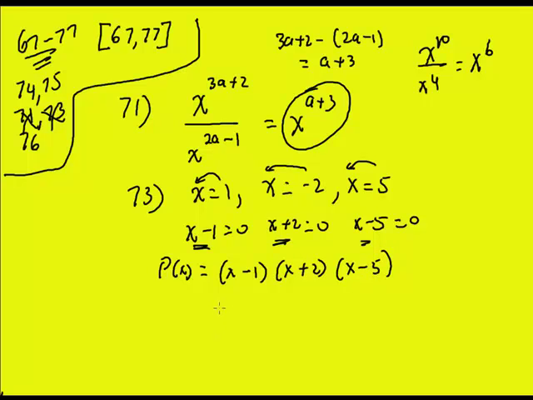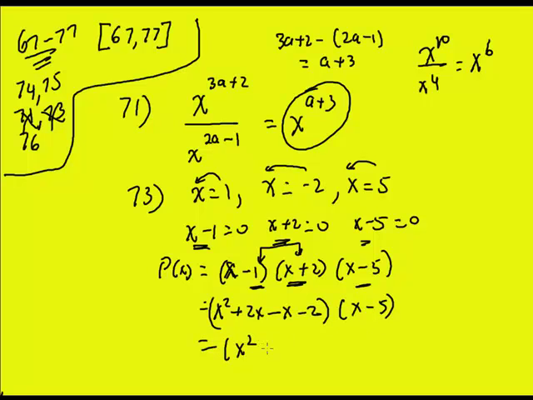We have to multiply this out, so I'm going to multiply these two together first, using the distributive property, and then at the end multiply the last term. When I multiply x times the second parenthesis, I get x squared plus 2x. When I multiply negative 1 times the second parenthesis, I get negative x minus 2. Cleaning this up before I multiply the last factor, I have x squared plus x minus 2 times x minus 5.